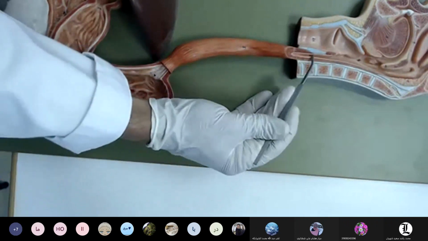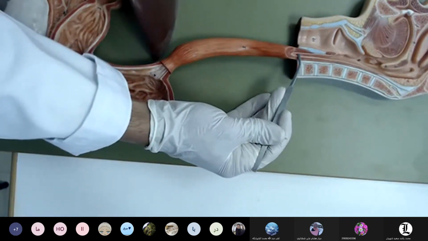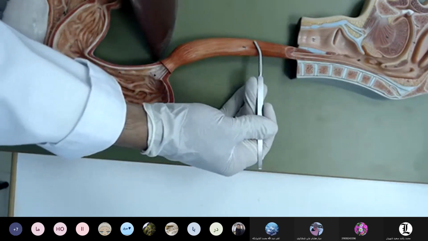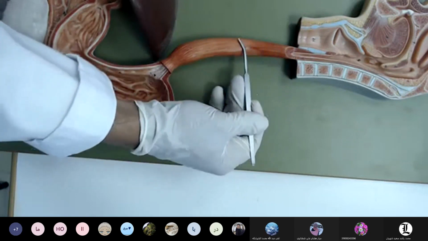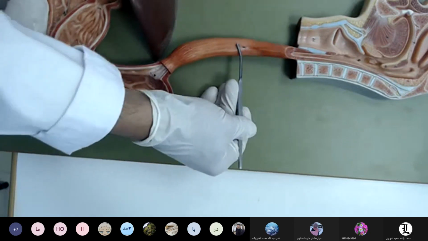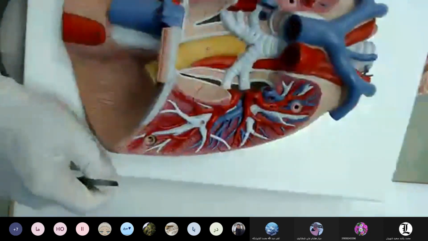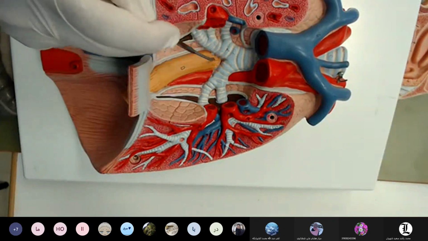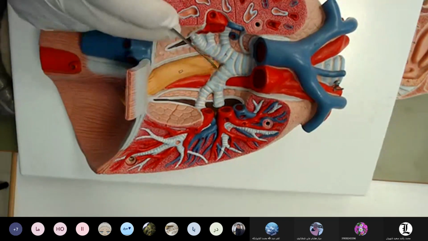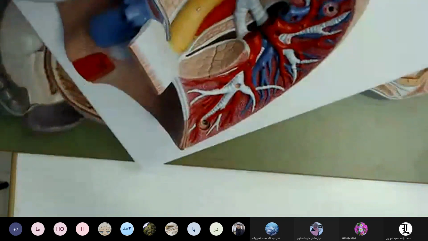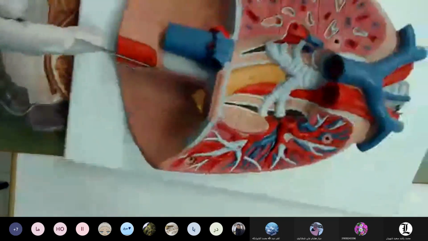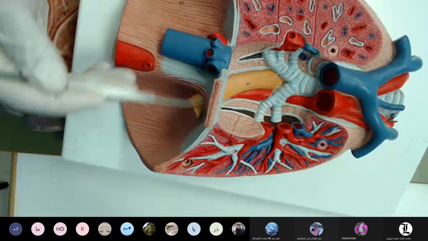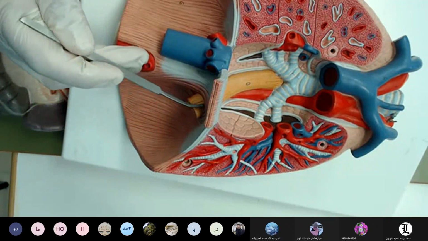So you have one between the pharynx and the start of the esophagus, the pharyngeal-esophageal constriction, and you have one where the arch of aorta crosses the esophagus, and below it the left main bronchus crosses it. The esophagus passes through the diaphragm at the level of T10.